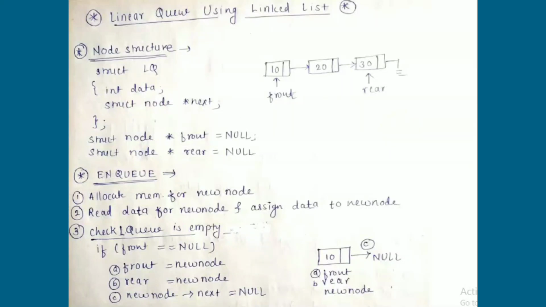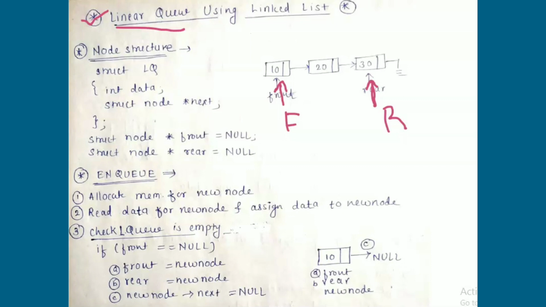For today's session, we will see how to implement linear queue using linked list. So first, what is meant by linear queue? A linear queue is a linear data structure in which we add elements at one end, that is the rear end, and we remove elements from one end, which is called the front of your queue. Now we want to implement this linear queue with the help of linked list.